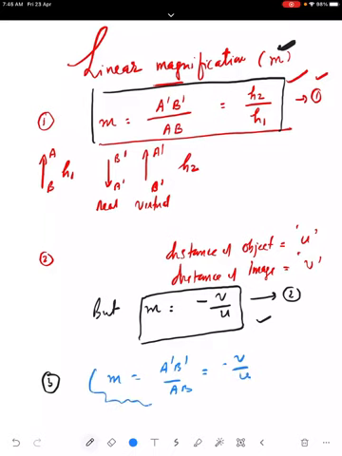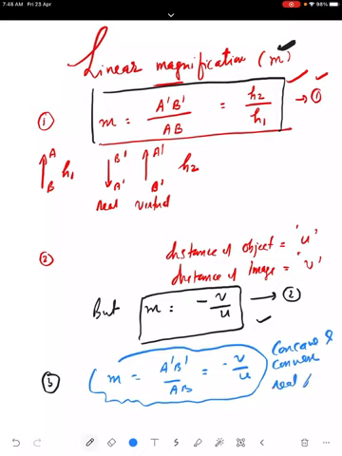This equation is valid for both mirrors. Okay, you can use it for concave and convex and for real and virtual image. For all the cases, same equation is there. So you have to remember this. This equation is same for concave mirror, convex mirror, as well as for real and virtual image. So there is a minus sign here. You have to remember this point.